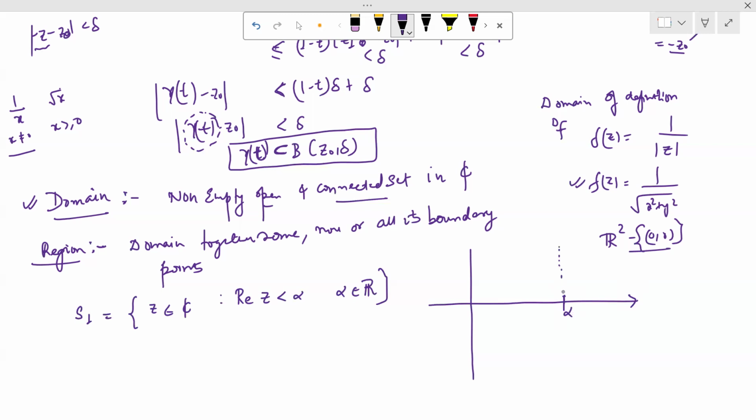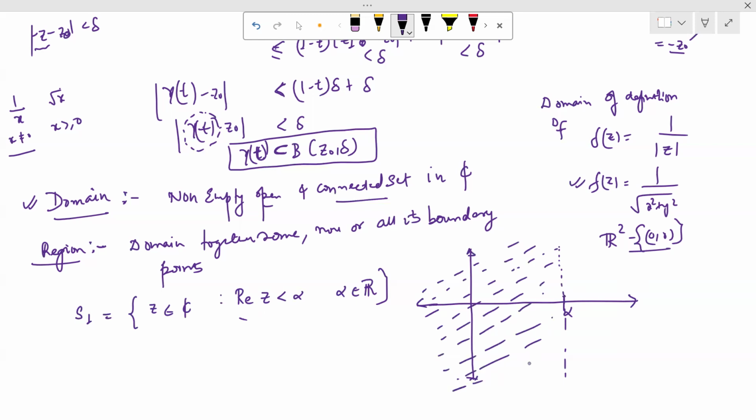So I made a simple line. Real part of z is less than alpha. What does it mean? x less than alpha, it means that x should be less than alpha. Is that fine? Nothing wrong we are doing, right? Look, all this region is included, and we are not including the boundary points. So this is open. And obviously any 2 points you take in this area, you can always join them by a polygonal arc also. So this is polygonally connected also. Is that fine? So this is both connected and open.